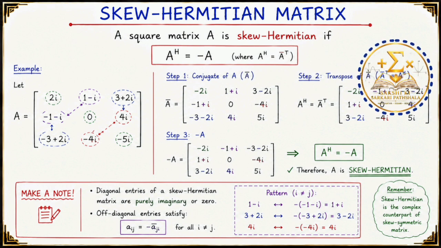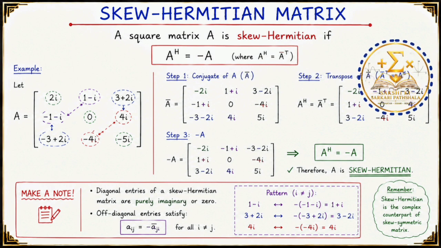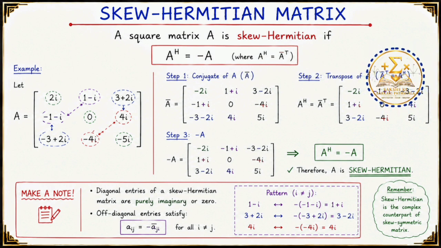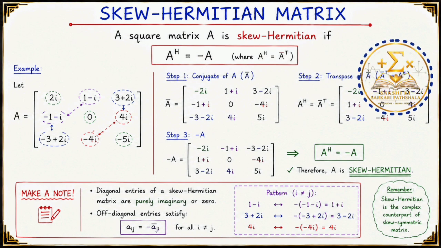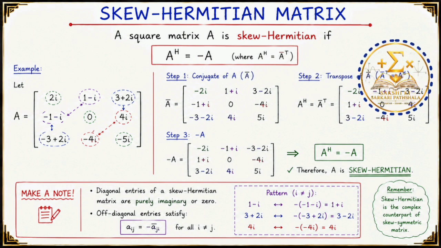Okay. In the first case, we just take the transpose in skew-symmetric, and in Hermitian, we first take the conjugate and then the transpose of that conjugate. So it will give you the Skew-Hermitian matrix.